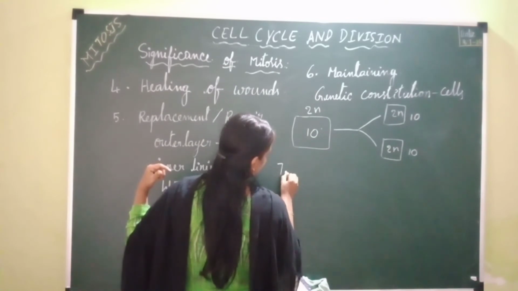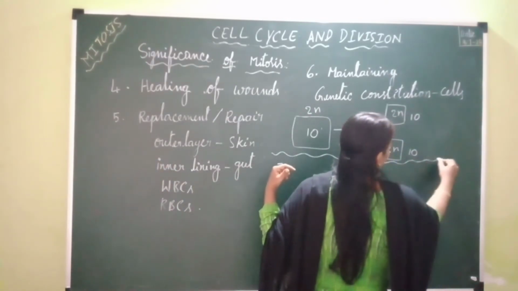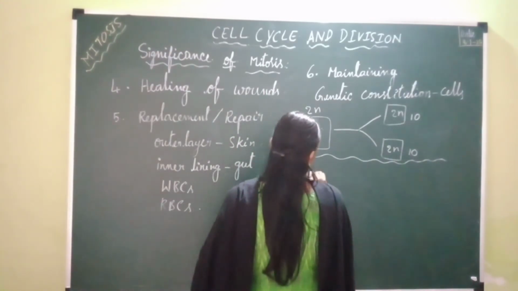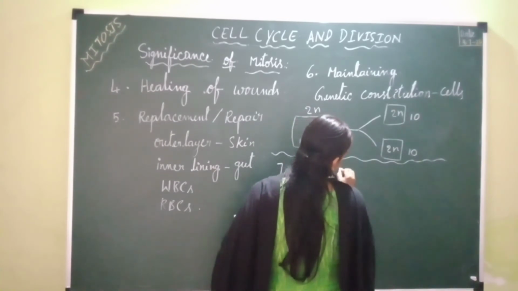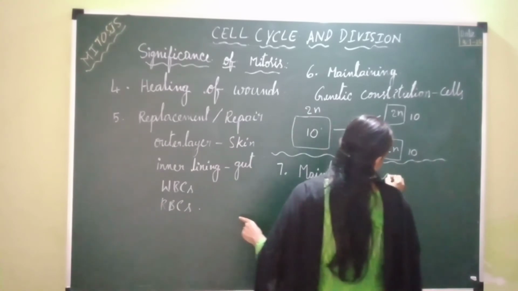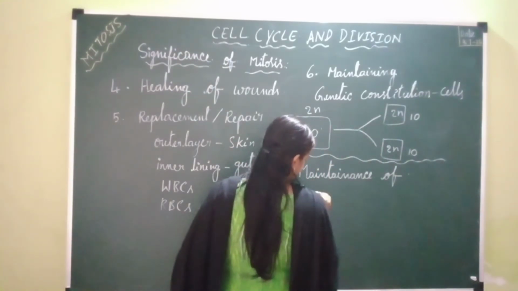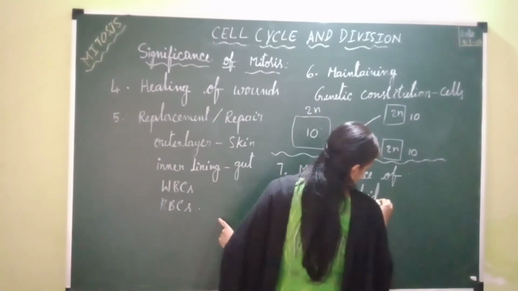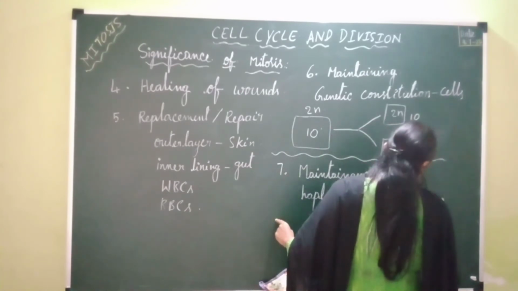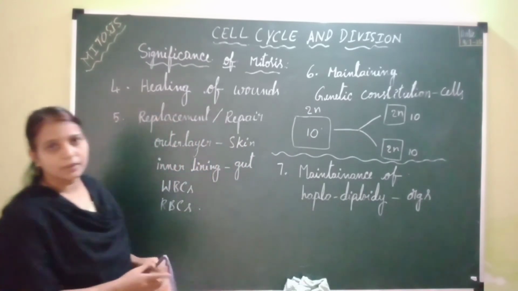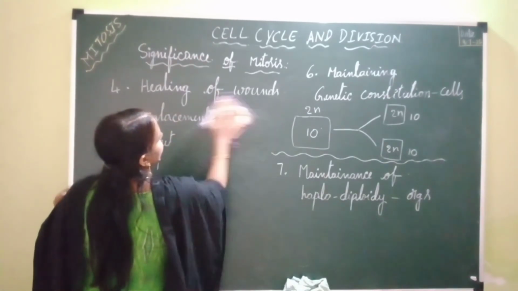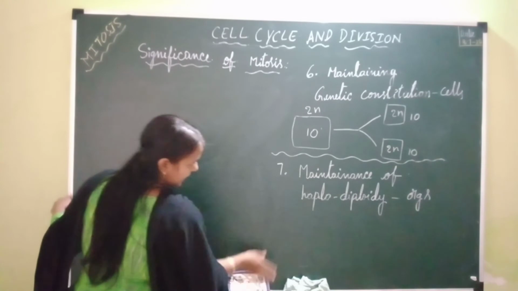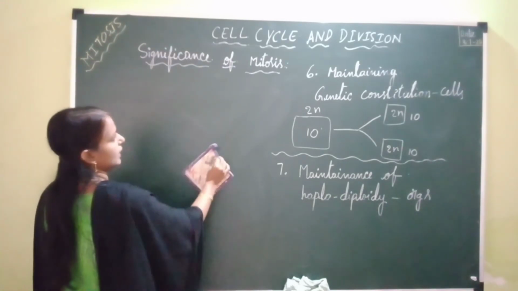Next significance. Mitosis is also involved in maintaining the haplodiploid condition of some organisms. So let's see what this haplodiploid condition in some organisms is. To explain this, I am taking an example, that is the honeybee.